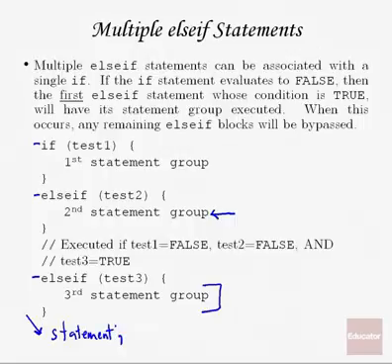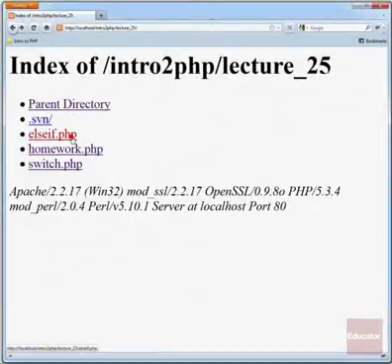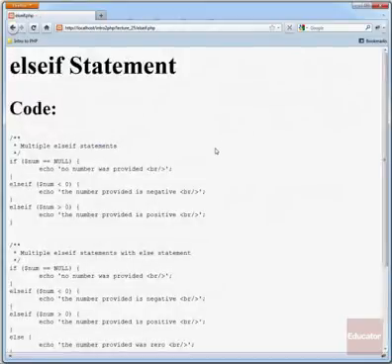So let's actually take a look at an example of the else if statement in action. For example, this is a script I've written called elseif.php, and it accepts one GET variable called num, N-U-M, and you set that equal to a numerical value. Basically, we have a couple of else if statements that will conditionally echo a statement depending on the value of the number that's passed in.